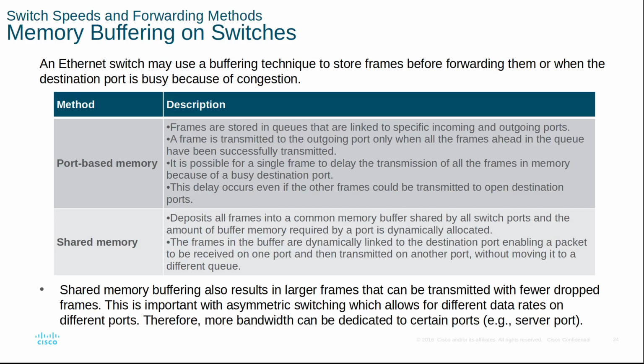If you're going to use asymmetric switching, where you've got a higher bandwidth connection on one side of the connection than the other, then you're going to likely use the shared memory, right? Because you can have more bandwidth dedicated to certain ports.